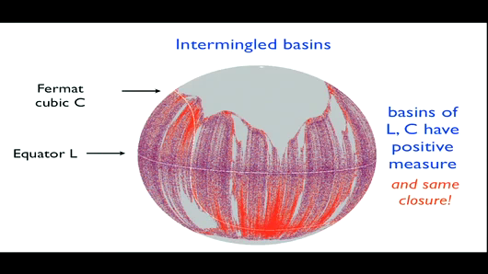A third example is the phenomena of intermingled basins. So in this picture, the Fermat cubic and the equator are each separately attractors. We can try to ask which points go to one and which points go to the other, and remarkably, there's positive measure sets which are attracted to each. These sets are, of course, disjoint, and yet they have the same closure. So what are we seeing in these examples? What we're seeing is that some of the most exotic imaginable dynamical behavior already arises for some of the simplest algebraic dynamical systems.